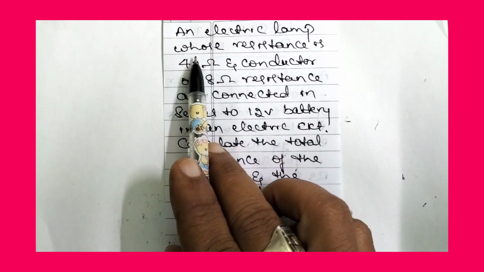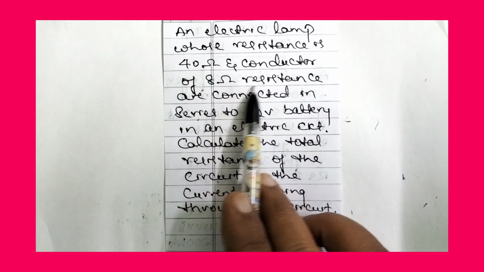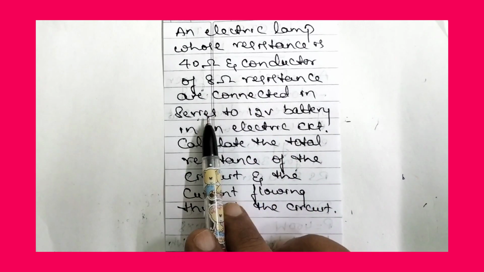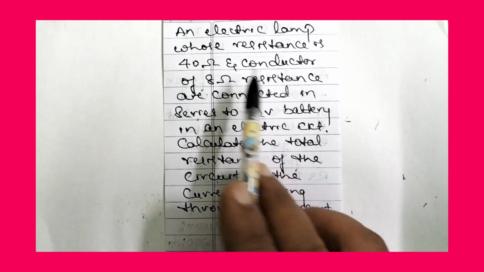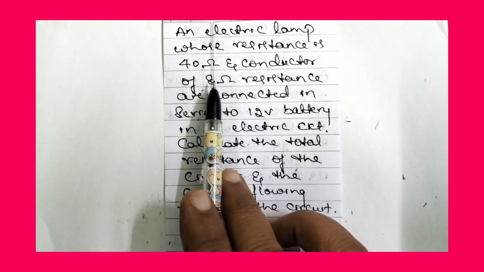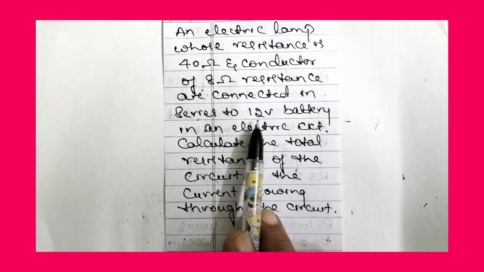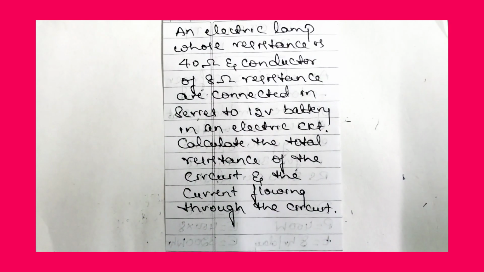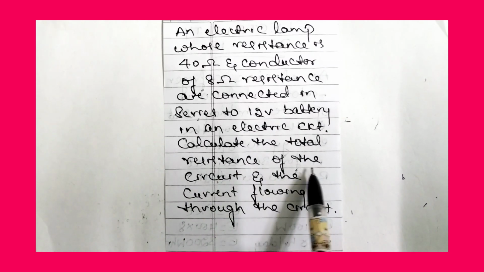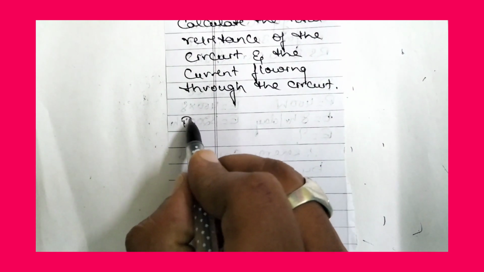An electric lamp whose resistance is 40 ohm and a conductor of 8 ohm resistance are connected in series to a 12 volt battery. So the 40 ohm resistor and 8 ohm resistor are connected in series to a 12 volts battery in an electric circuit. Now we have to calculate the total resistance and the total current. So let us see how to calculate it.